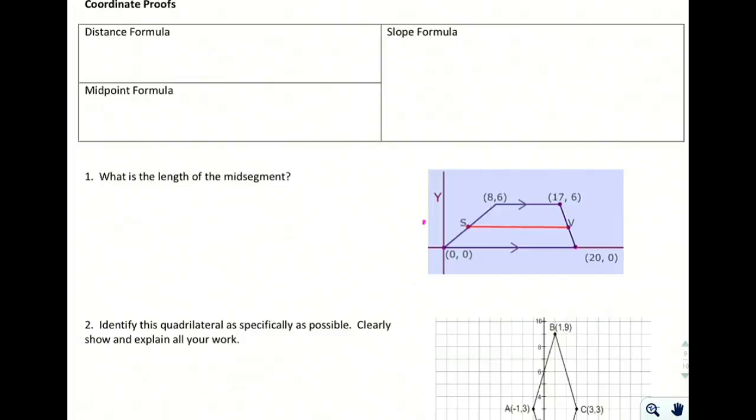Let's move on to coordinate proofs. Now, coordinate proofs we treat a little bit more informally, and what we usually use is the coordinate grid and the locations of the corners of a quadrilateral in order to prove that something is a certain length or something is a certain shape. Quick review of the things you're going to need.